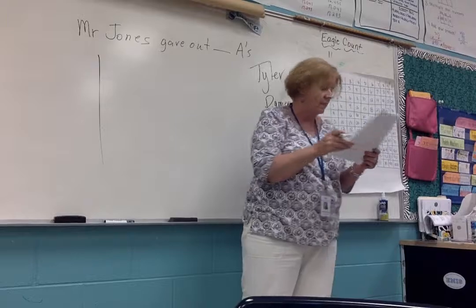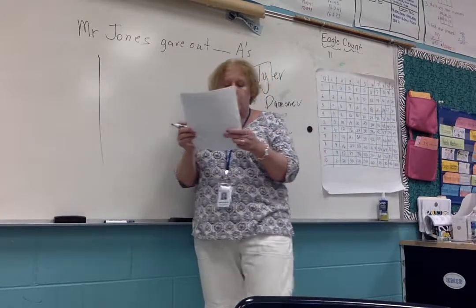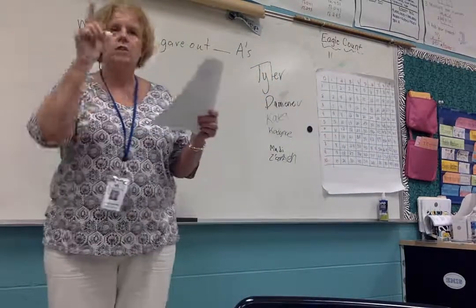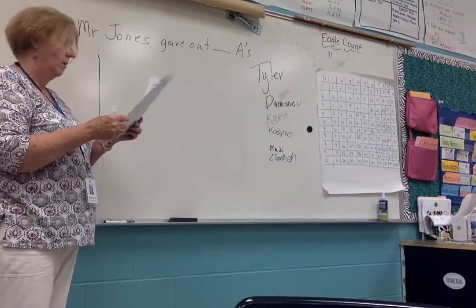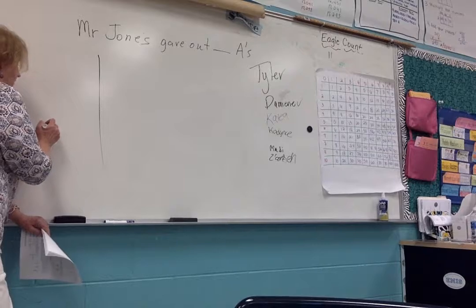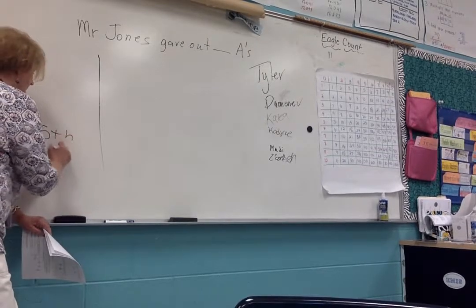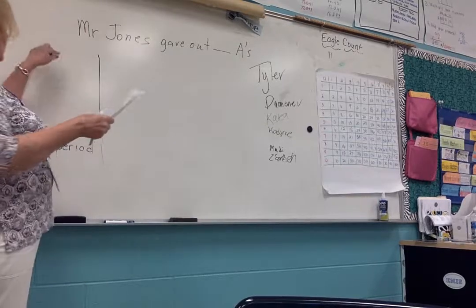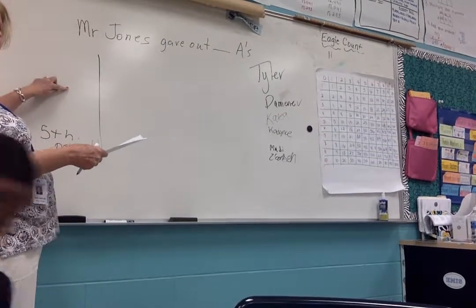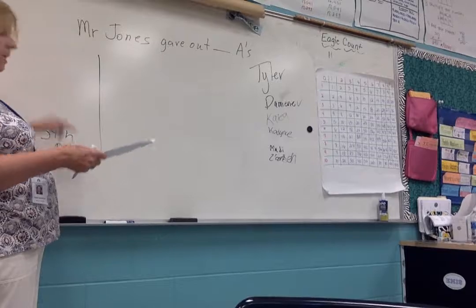What can I put in 5th period? What do I know? That you have to put 2 more. Then you've got to have a 2 sitting there. Plus, he gave out some A's. He gave out some A's, and he gave out 2 more. During what period? 5th period. So I've already done that line. Oh, I'm sorry. So I did 5th.